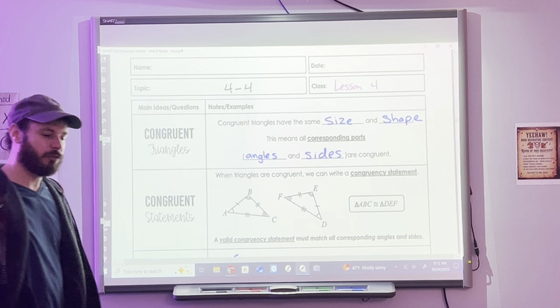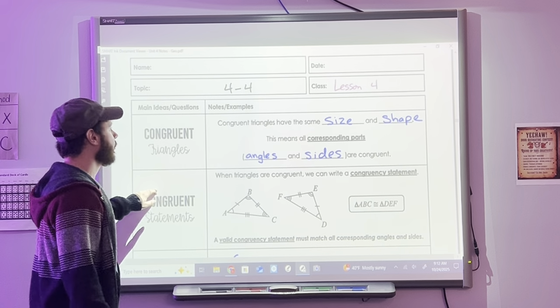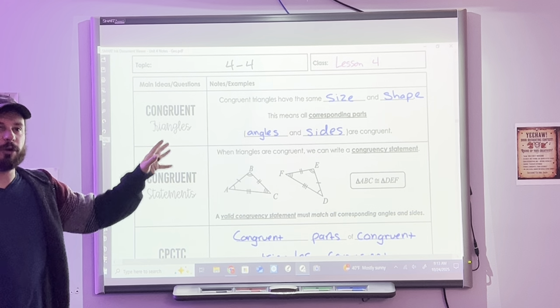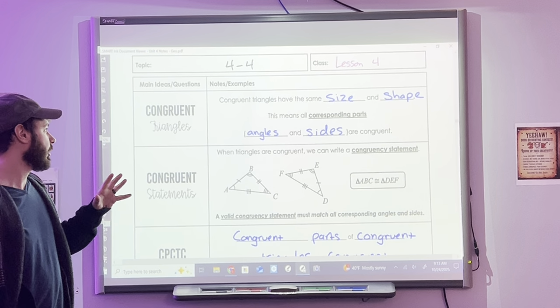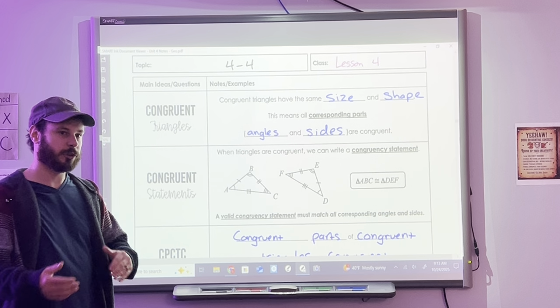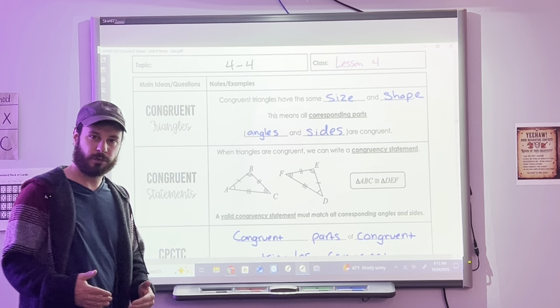Okay, diving into 4, talking about congruent triangles. Congruent triangles have the same size and shape. They're exactly the same. Okay, think about a congruent triangle. They're equal to each other. Okay, they're not similar. Similar triangles are a different thing. We're not going to really talk about those very much.